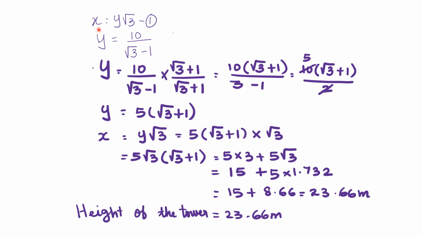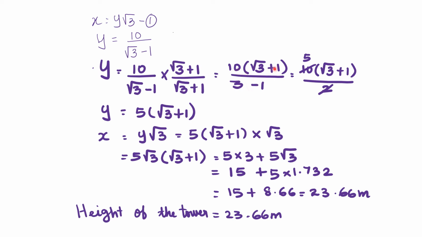We know that from the previous slide, x equal to y root 3, y equal to 10 by root 3 minus 1. You take y equal to 10 by root 3 minus 1 and rationalize the denominator by multiplying it by root 3 plus 1, both the numerator and denominator.